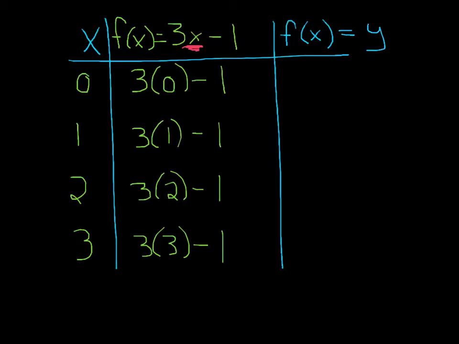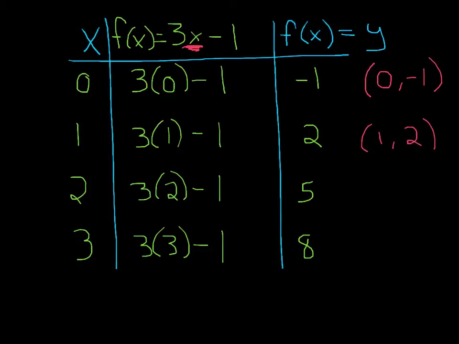3 times 0 is 0, minus 1, negative 1. 3 times 1 is 3, minus 1 is 2. And 3 times 2 is 6, minus 1 is 5. 3 times 3 is 9, minus 1 is 8. So there's my function table. And then I just want you to keep referring back to this. Always know that this would represent the point 0, negative 1, and the point 1, 2, and the point 2, 5, and the point 3, 8.